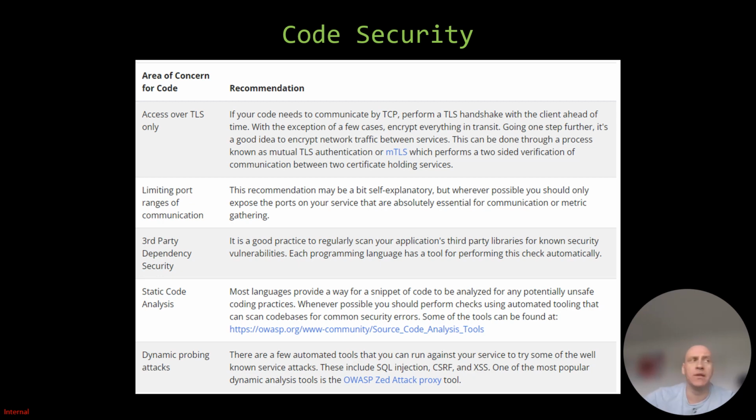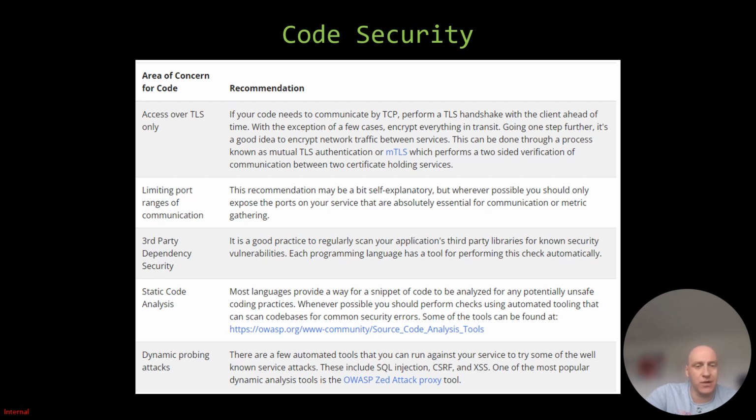People have worked with things like Istio meshes, but Istio meshes also require a specific configuration. So I know people now use tools like Linkerd, which allows you to use mutual TLS straight out of the box. It's also important to limit port ranges of communication. It's self-explanatory, but wherever possible, you should only expose the ports on your service that are absolutely essential for communication or for any metric gathering.